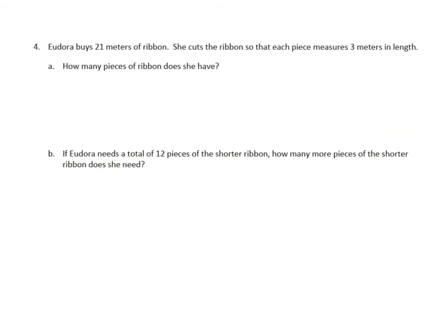Let's take a look at number 4. You will notice that there are 2 parts. Part A and Part B. We are actually going to cross out Part B. Let's return to our problem. It says Eudora buys 21 meters of ribbon.